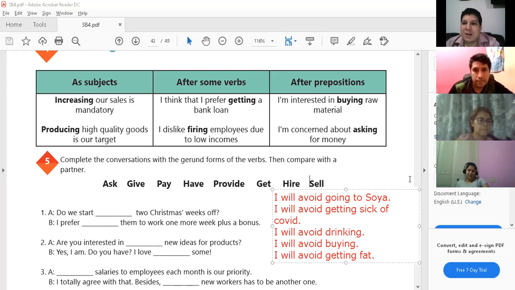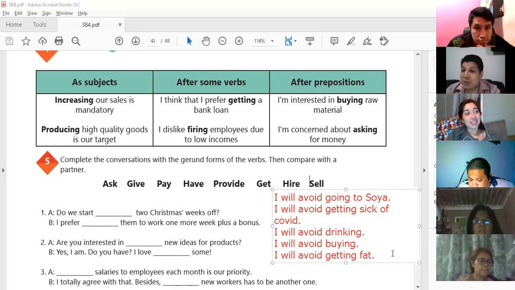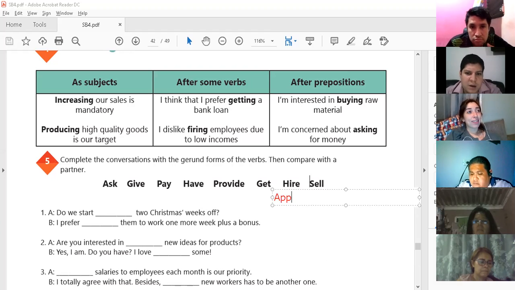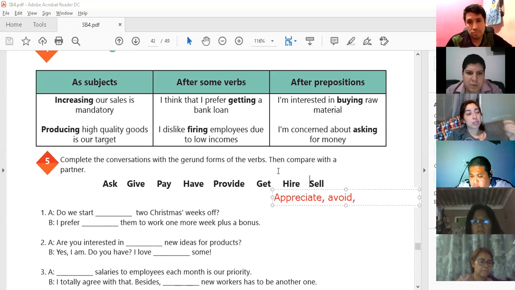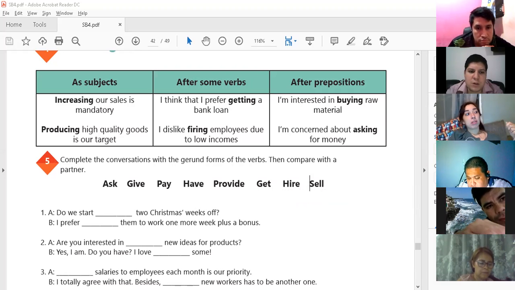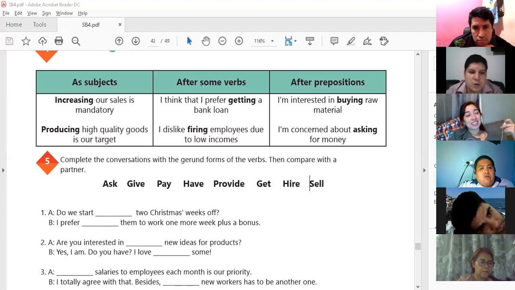I already lost. All right, so do you guys understand this? It really depends on the verb, and you just have to memorize them. So let's go ahead and work with this one. Let's work with appreciate, avoid, evitar. Give me a second. All right, let's use avoid.